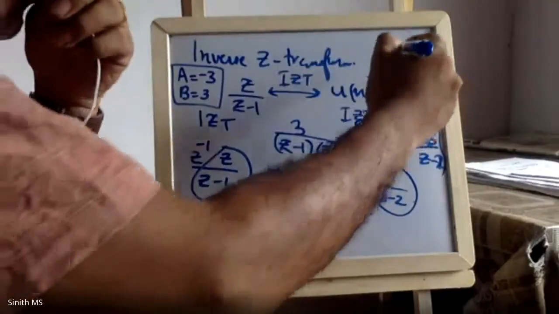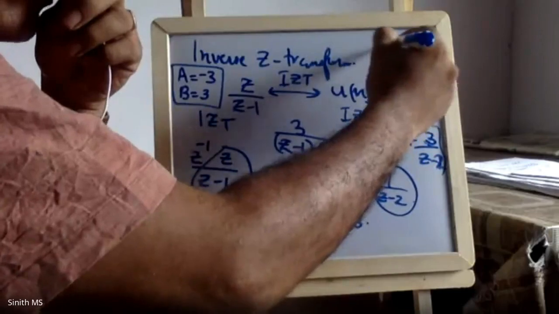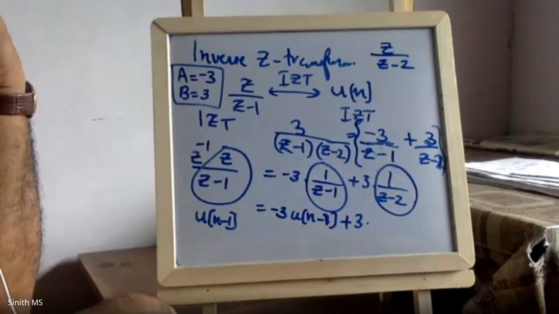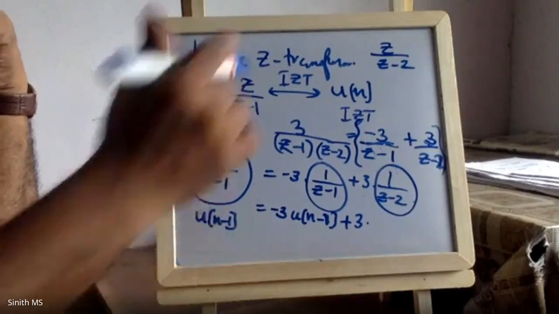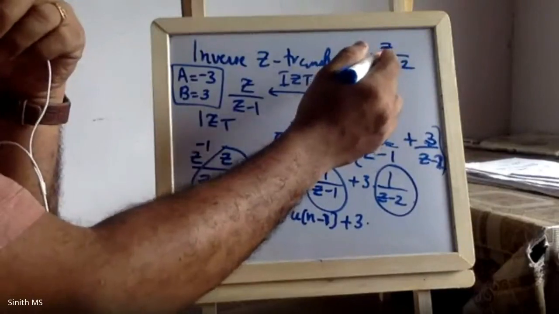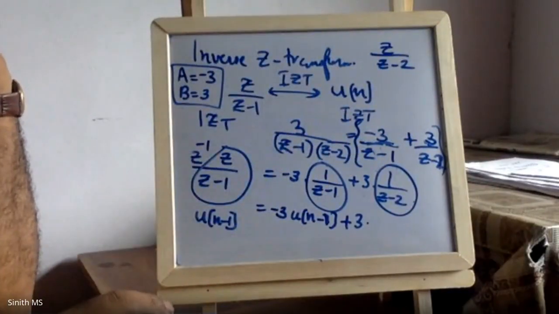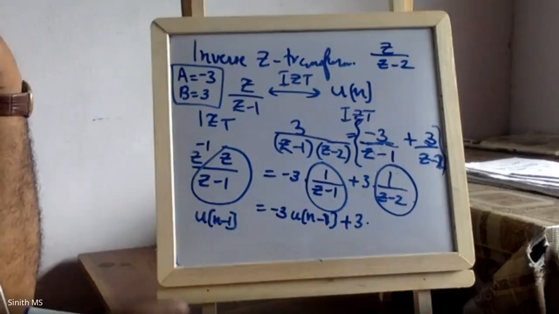Okay. Can you tell what will be the inverse Z transform of z by z minus 2? Is it ramp? No, it is not ramp. It is of the form z by z minus a. I'll give you a hint. What is the inverse Z transform of z by z minus a?